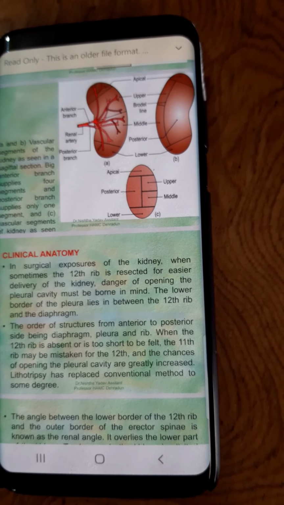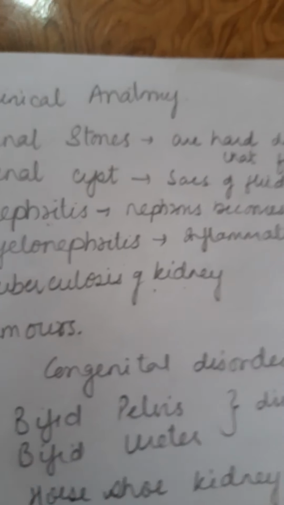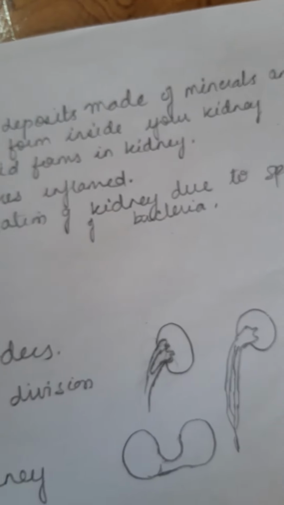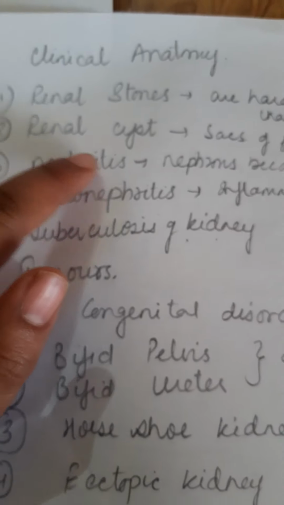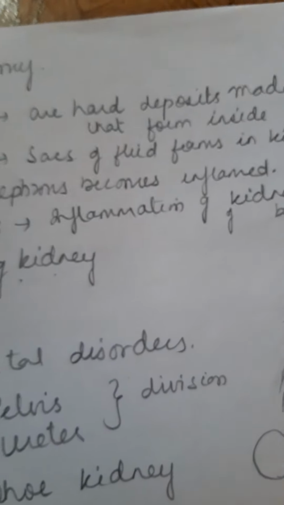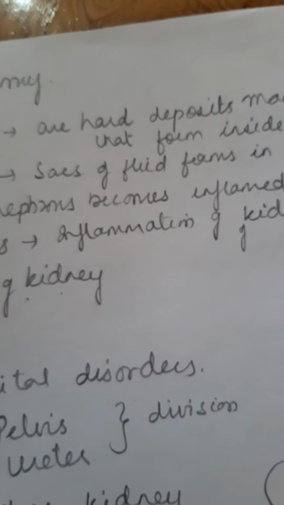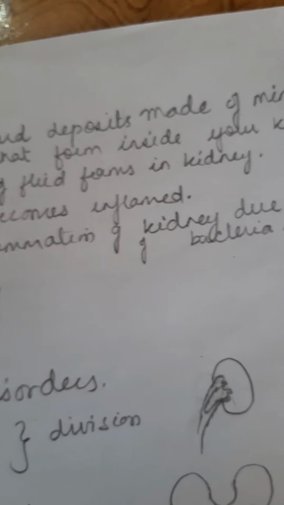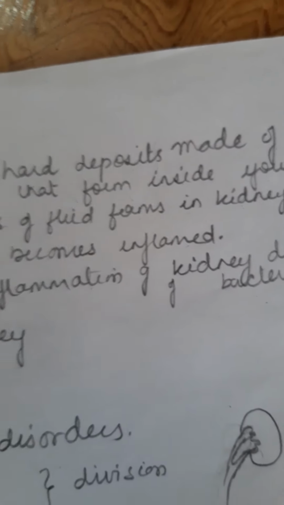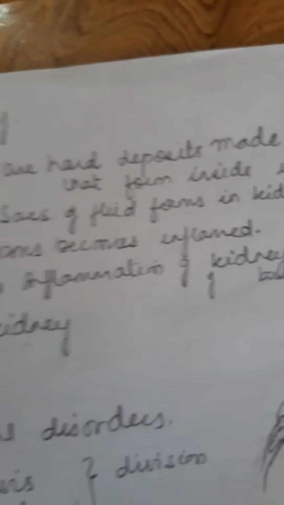Next, there are other disorders which occur in the kidney. First is the renal stone. Renal stones are hard deposits made of minerals and salts that form inside your kidney. Renal cysts are sacs of fluid which form in the kidney, small sacs filled with watery fluid. Actually it is symptomless, but if many cysts occur in the kidney, this is known as polycystic disorder, and it hampers the normal functioning of the kidney.